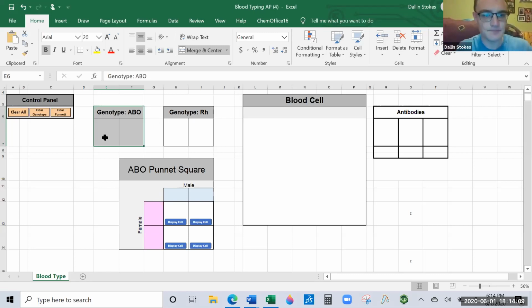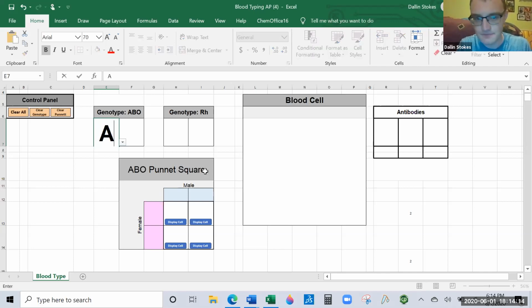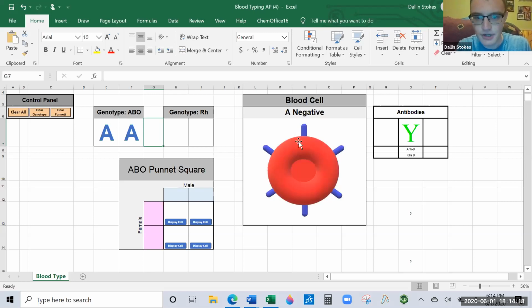Okay, here we go. So if you have an A allele and an A allele, you're going to make blood cells with A-type sticks poking out the outside. See that? So that's what the blue sticks mean. So this is called A-type blood. Again, ignore the negative and positive. With the Rh, you don't need to know that. This is A-type blood. Okay.